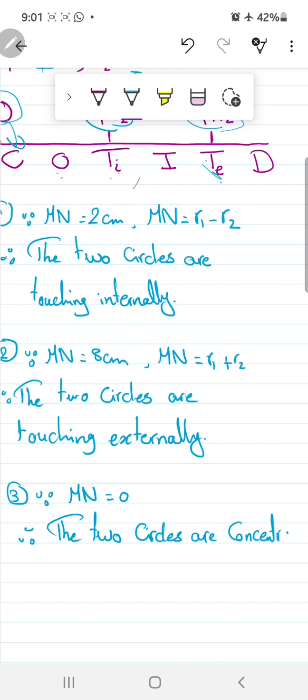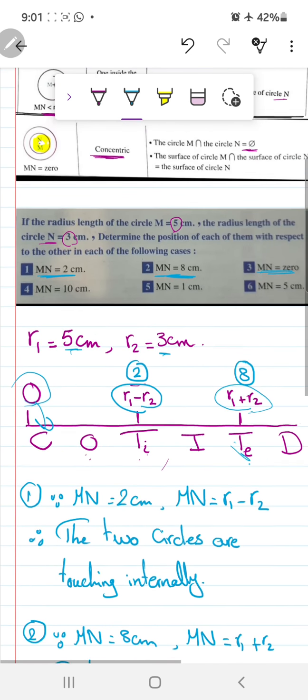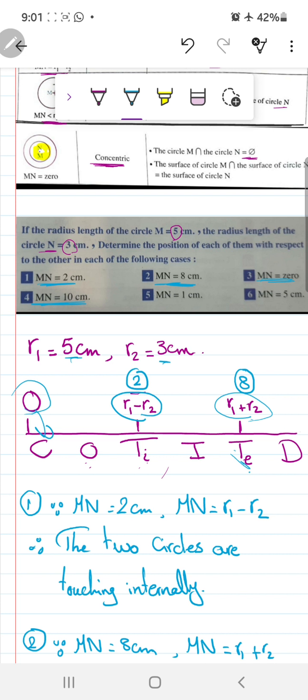Okay. What about number 4? Here, number 4, MN equals 10. Here we have 0, we have 2, we have 8. So 10 will be in this region. So the two circles will be distant because 10 must be here.